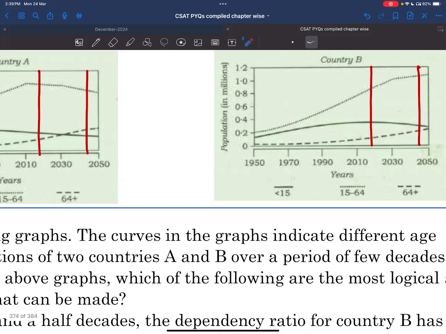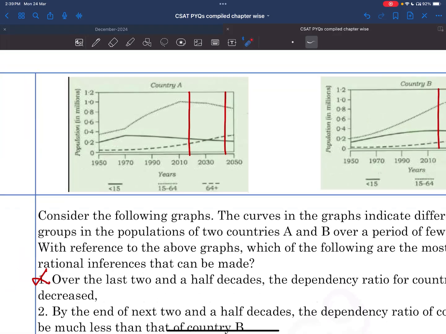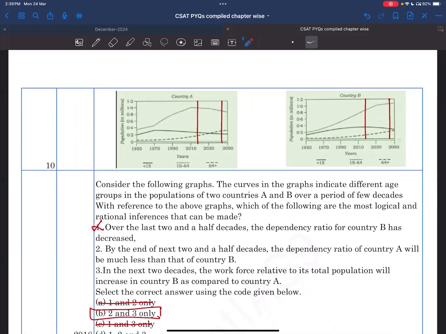That means this is moderately decreasing, this is almost constant, and this is increasing. But see here, this is decreasing, right? And this is somewhat increasing. That means the ultimate value will be what? Here, B is moderately decreasing, it is almost constant, and this is increasing. So this value will be more than this value.